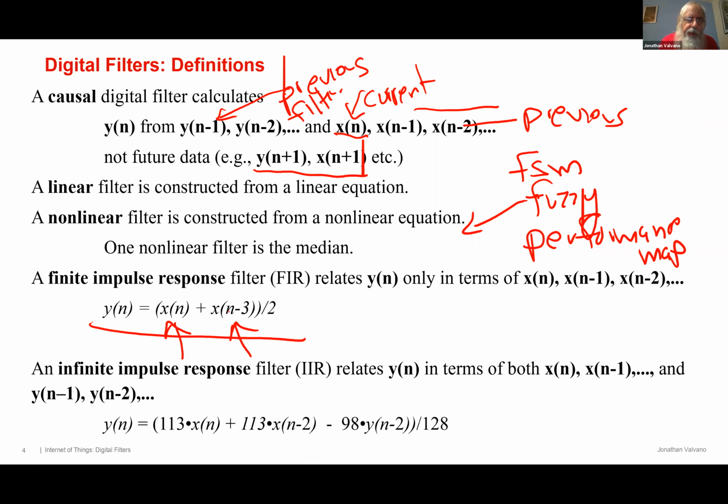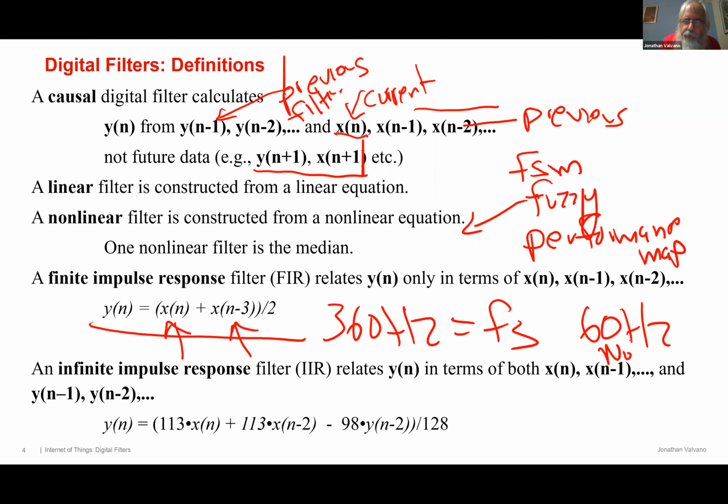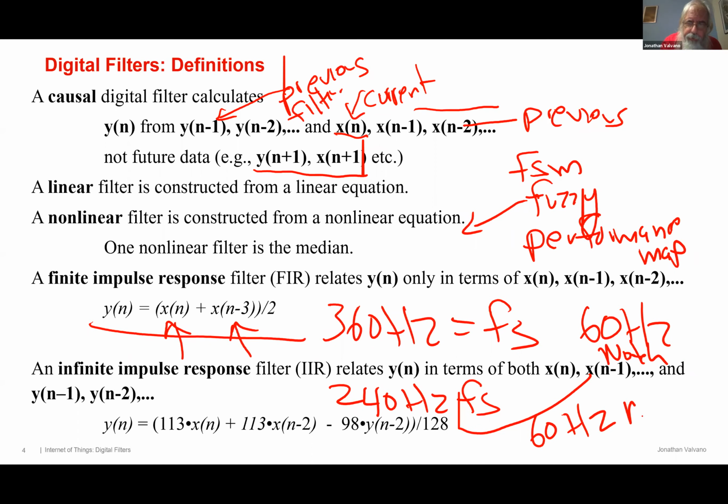And I'm going to show you that at 360 hertz, this particular filter removes all 60 hertz. And then I'm going to show you that at 240 hertz, this also notches 60 hertz. And this wasn't exactly the answer I was looking for on the quiz question, but some of you gave it to me, so I just thought the rest of you ought to know.